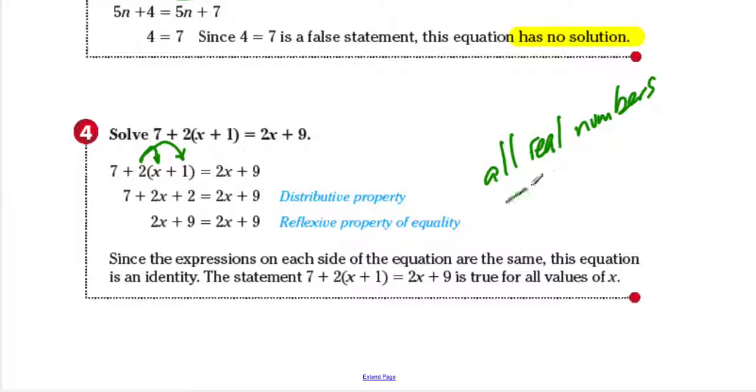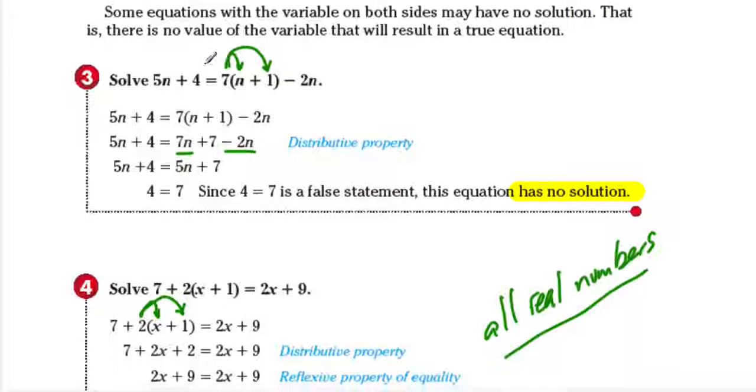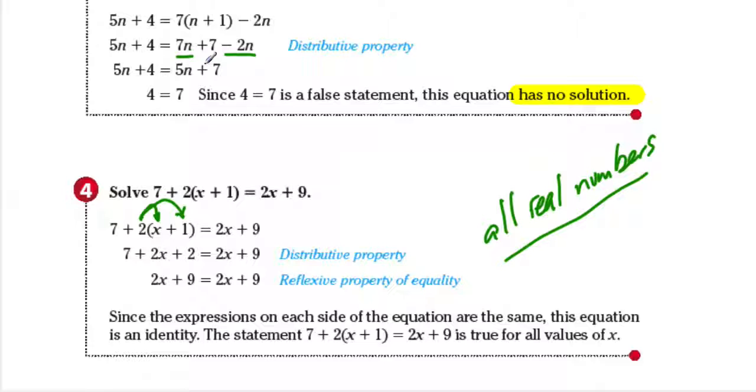Okay, so notice the difference between example 3 and example 4. Example 3 will have no solution, and example 4 will have all real numbers as its solution.